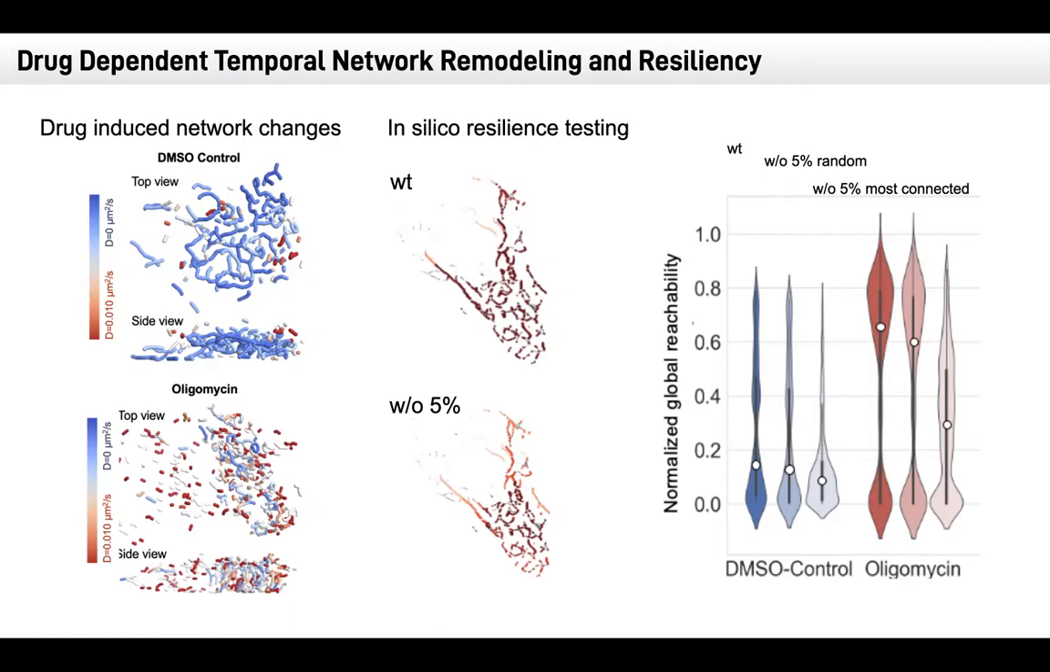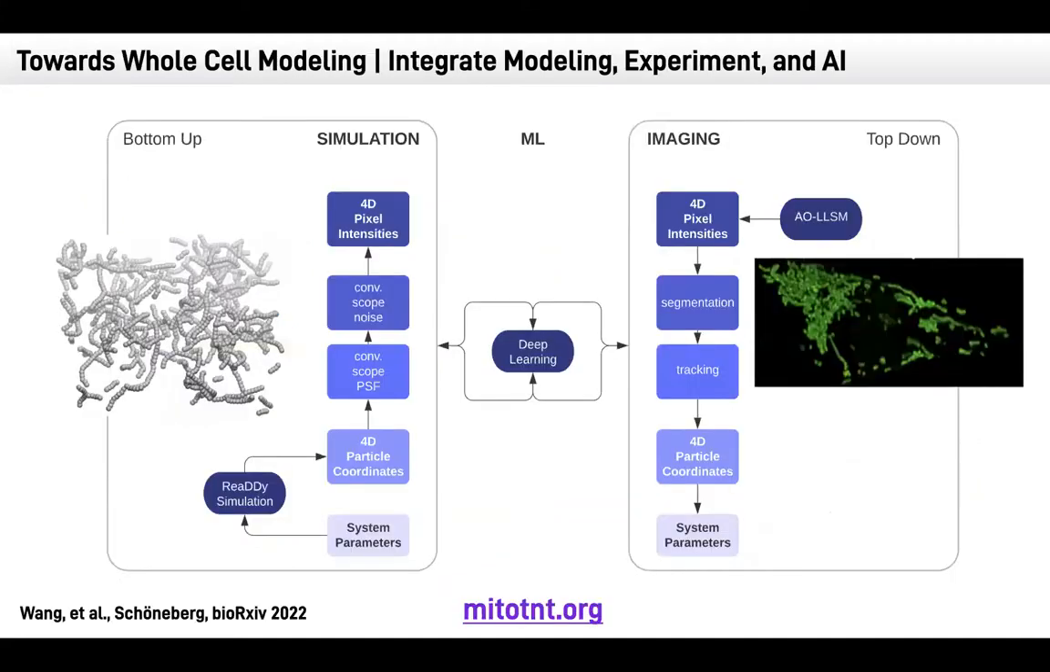But then here is also interesting. If you now go ahead and delete 5% of the most connected nodes, you can actually not reach most of the network anymore. So it makes the mitochondrial network much less resilient in that condition against deletion of nodes. Those were the really interesting observations that we have with this.